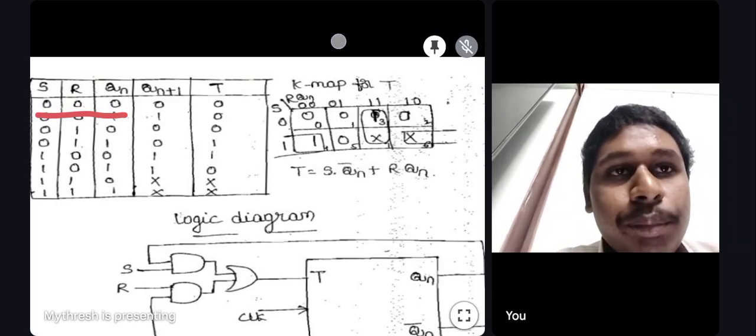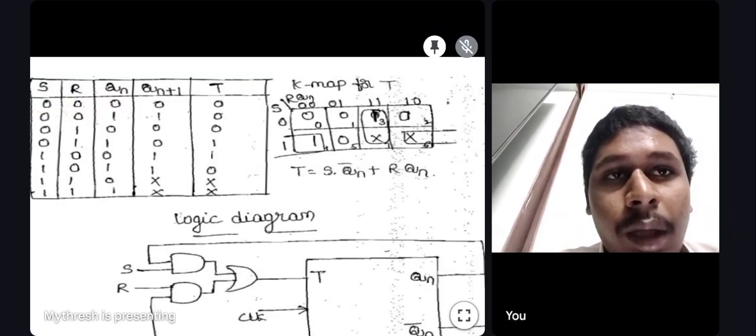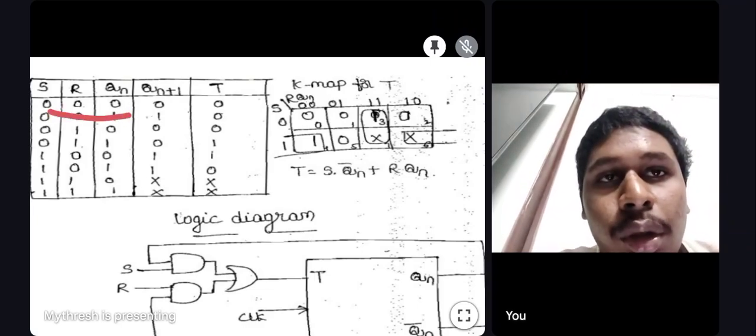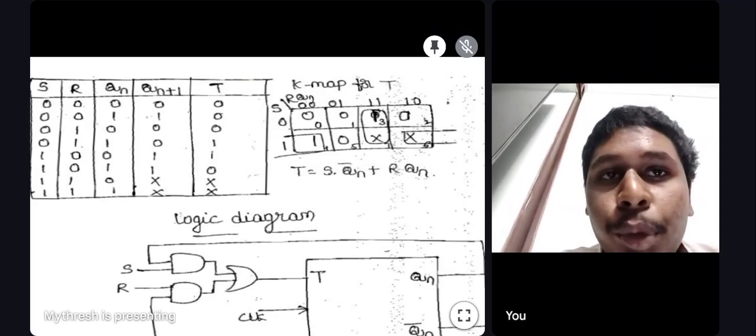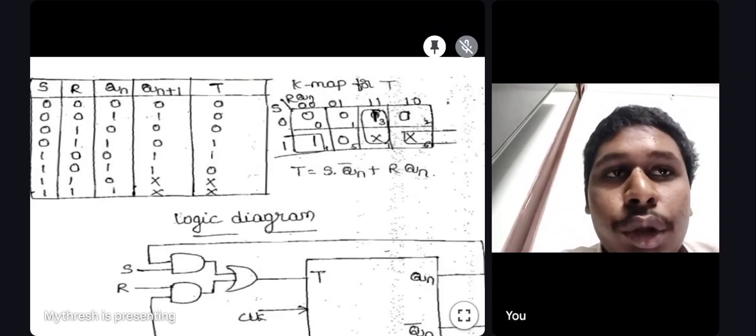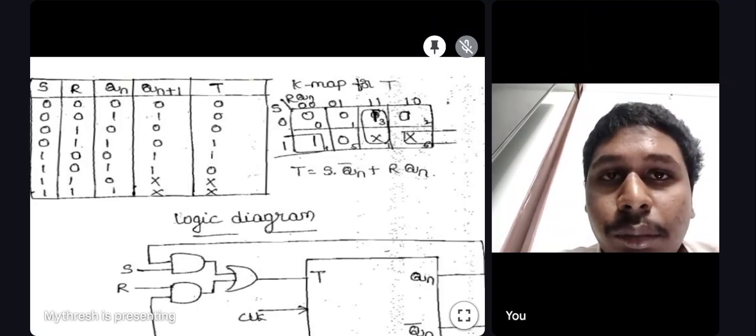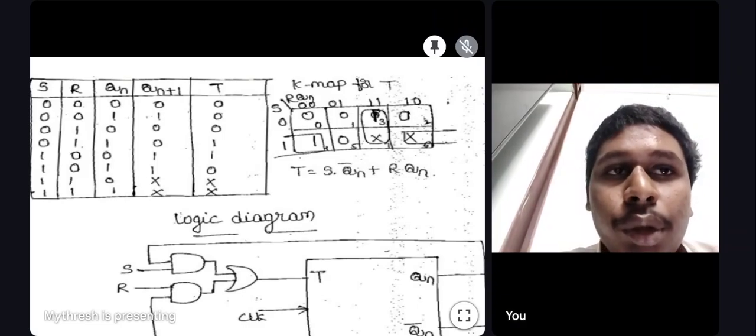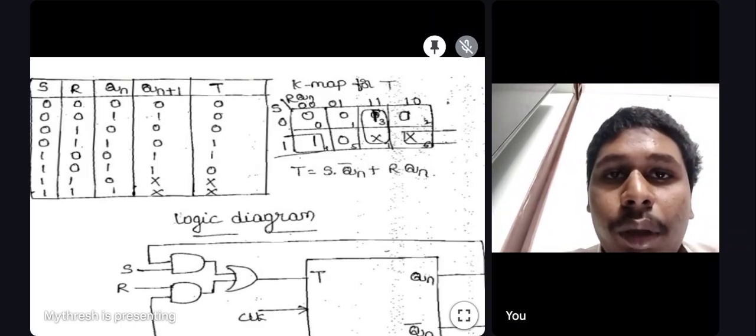For 0 0 0 the toggle is 0, so we will put 0. And 0 0 1, the toggle is 0, we will not put anything. And 0 1 0, the toggle is 0, we will put 0. And 0 1 1, the toggle is 1, so we will put 1 there. And 1 0 0, the toggle is 1, we will put 1 there. And 1 0 1, the toggle is 0, we will leave it. Then 1 1 0, the toggle is a don't care condition, put the don't care. And 1 1 1 will again be a don't care condition.